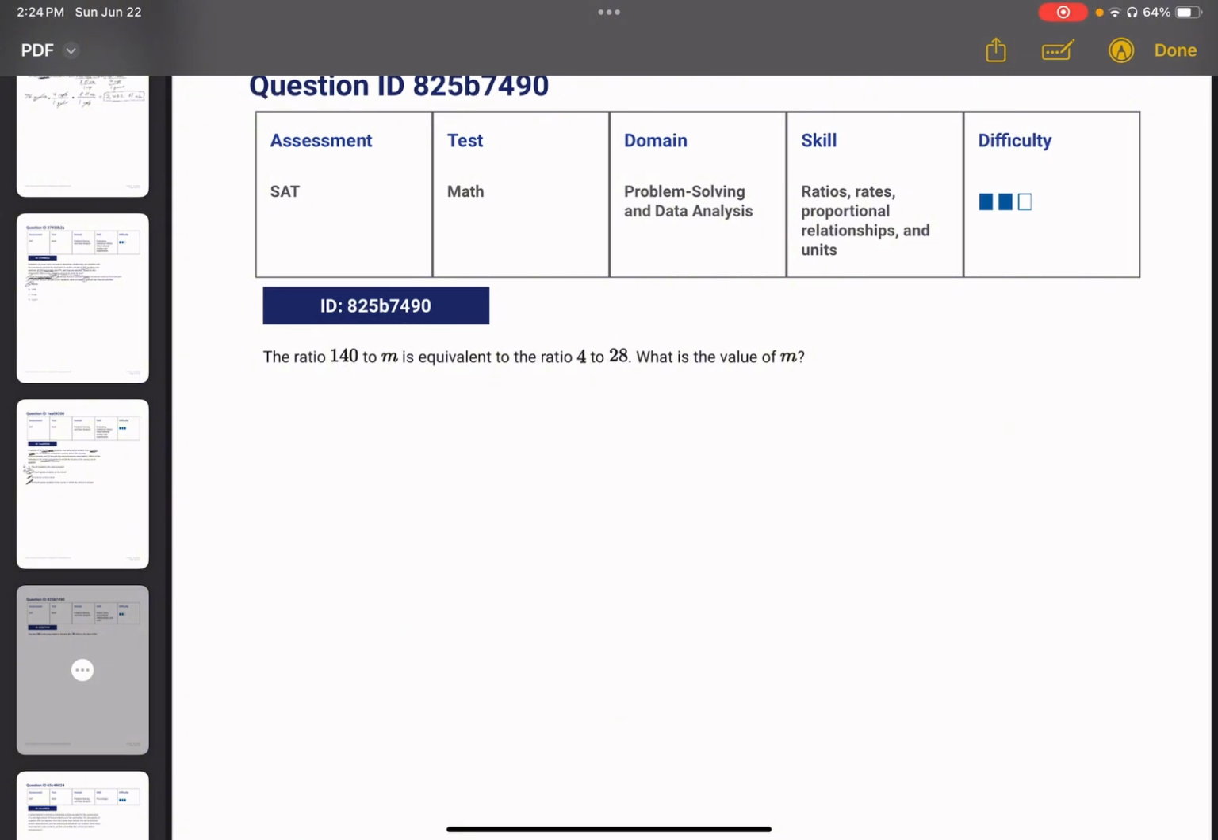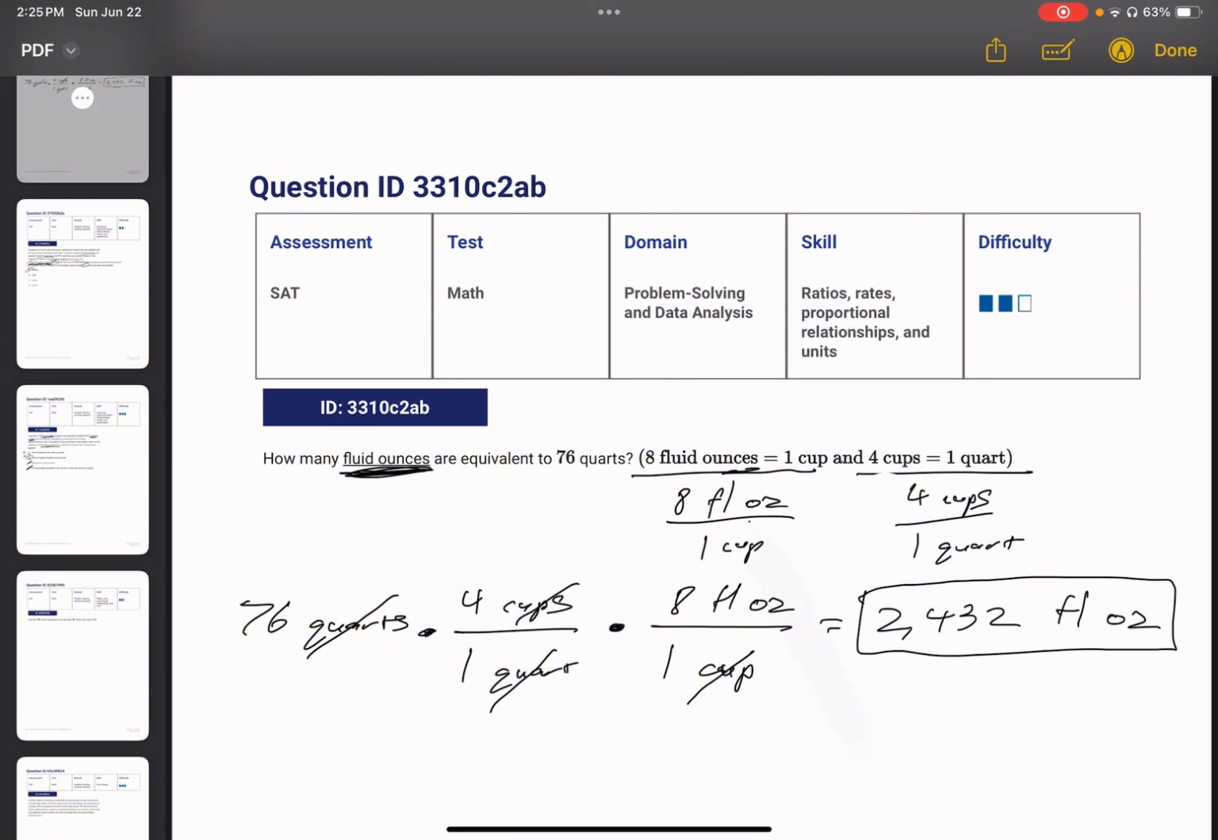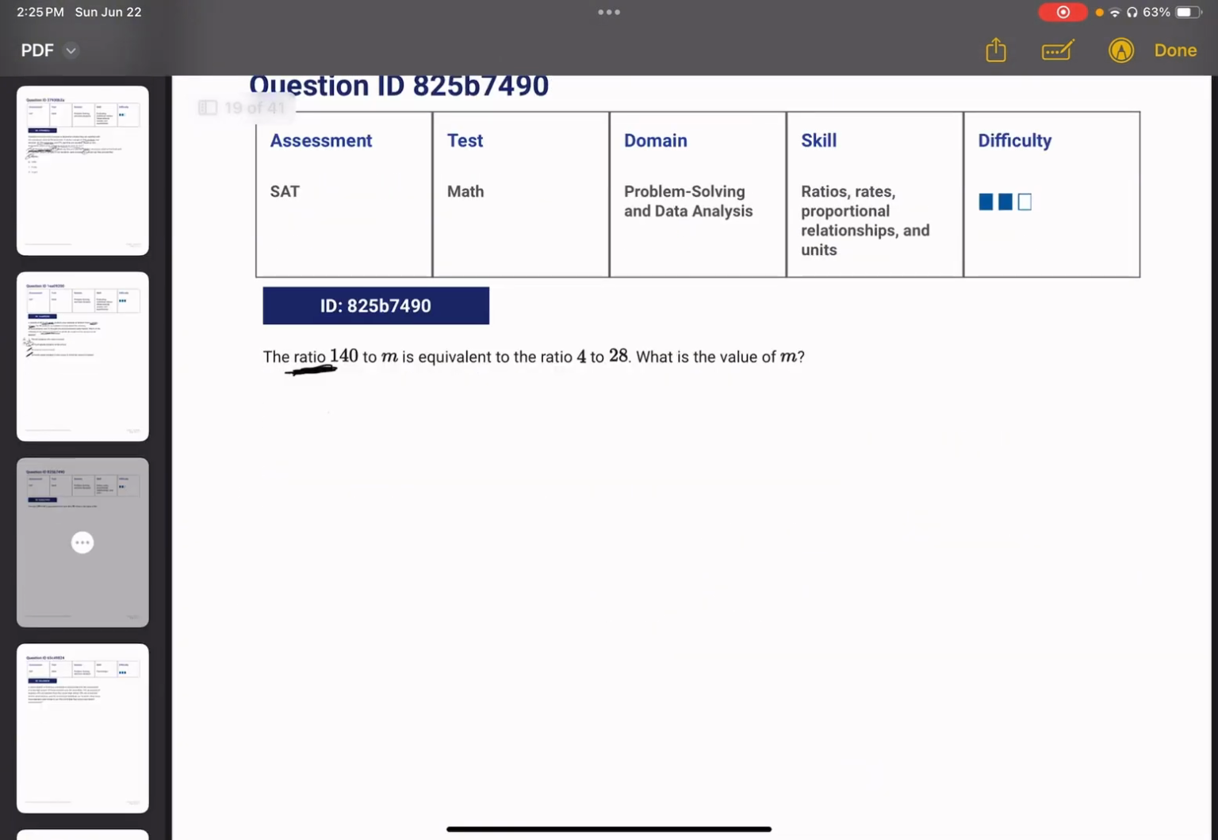Looking at our final problem for today, we have the ratio 140 to m is equivalent to the ratio 4 to 28. What is the value of m? So once again, ratios, as I did in a problem earlier, ratios, conversion factors, however you want to call it. For here, it is conversion factors, but for here, it's a ratio. The mathematics behind it really does work the same though.